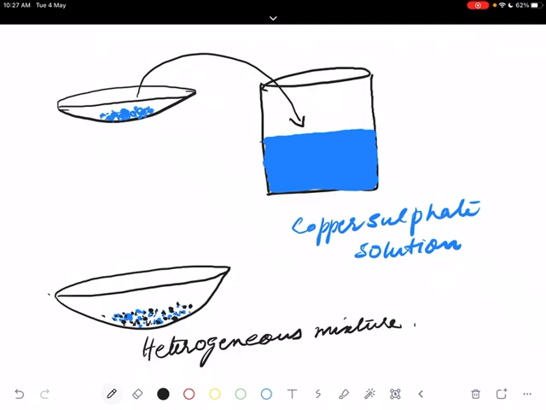So we have seen what is a homogeneous mixture and what is a heterogeneous mixture. Once again, matter is classified into pure substances and mixtures. Pure substances are again classified into elements and compounds. Mixtures are classified into homogeneous mixtures and heterogeneous mixtures. Thank you.